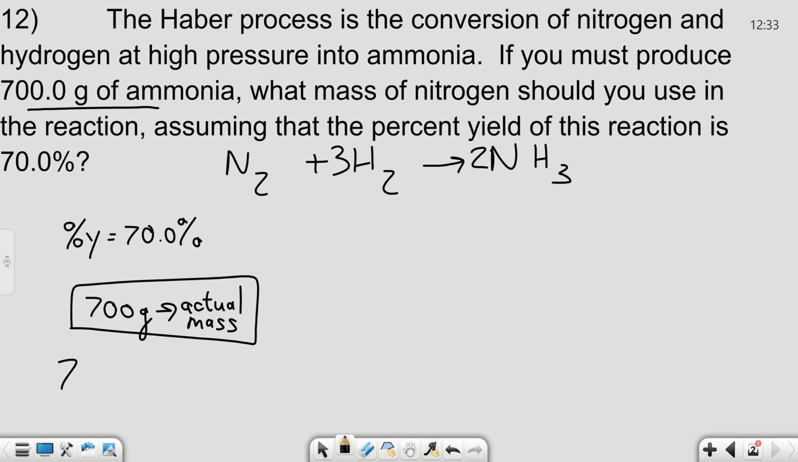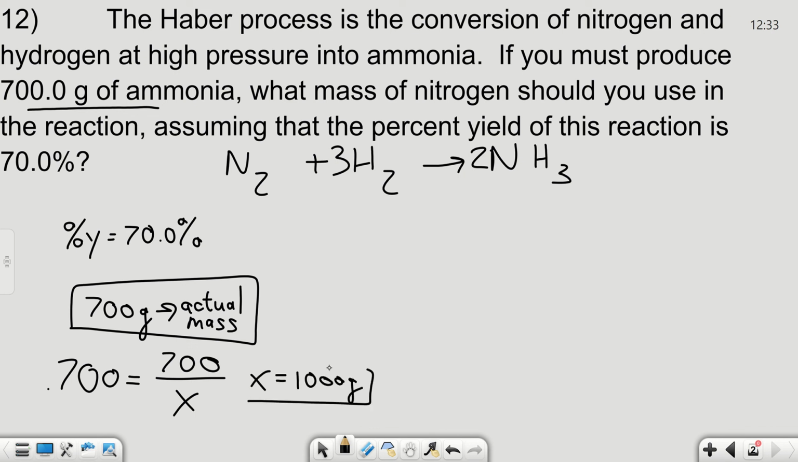So I can basically go back and look at this and go 0.7, I'm going to change it to a decimal, that's 70%, equals 700 divided by x, okay? 700 divided by x, what would that end up being? Well, if you rearrange it, x will equal 1,000 grams, all right? 700 is 70% of 1,000. I hope everybody sees that okay. It'd be 700 divided by 0.7, which would be 1,000. So I actually need to produce 1,000 grams of ammonia.